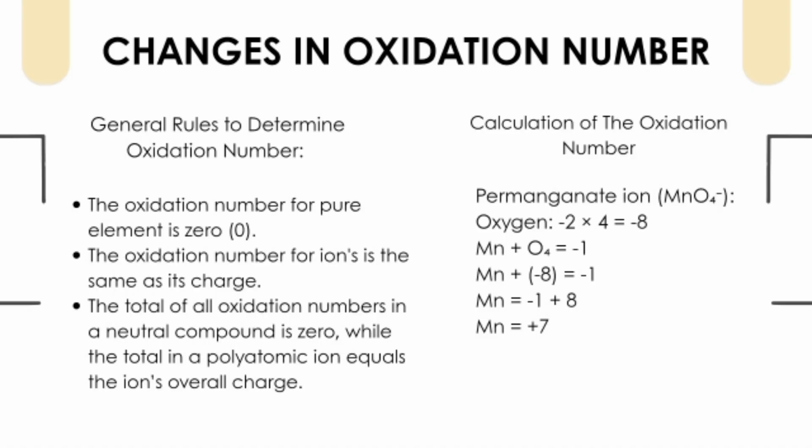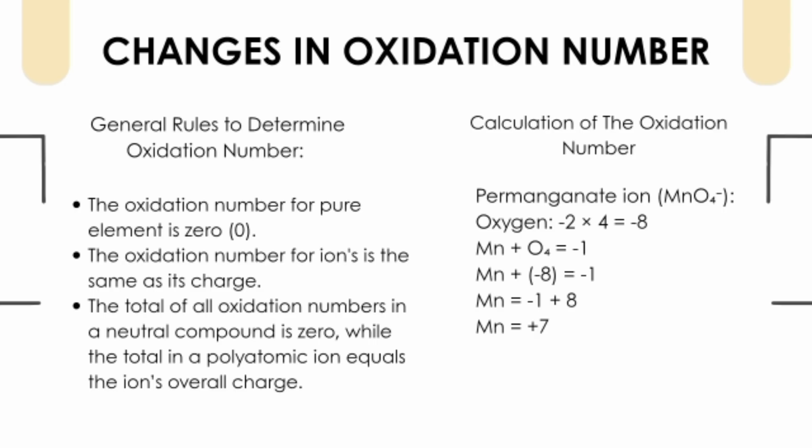There are a few general rules to determine the oxidation number. Number 1, the oxidation number of a pure element is 0, for example hydrogen, oxygen and chlorine. Number 2, the oxidation number of an ion is the same as its charge, such as sodium ion is +1, while iodide is -1. And last but not least, the total of all oxidation numbers in a neutral compound is 0, while the total in a polyatomic ion equals the ion's overall charge.